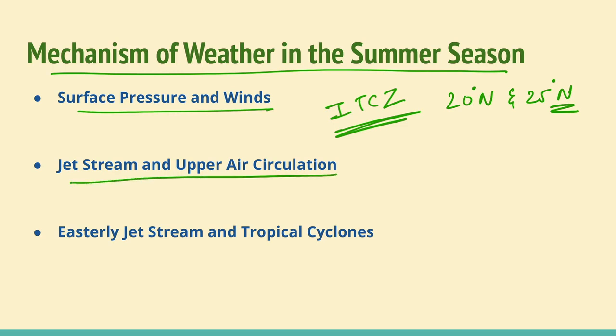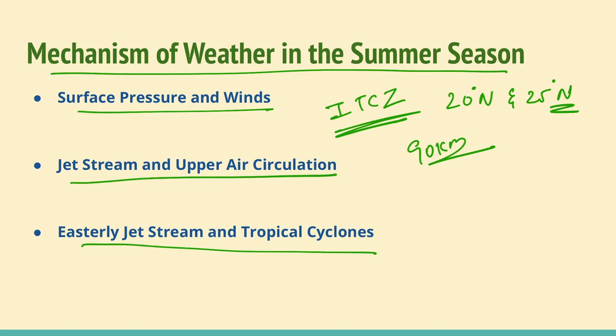Jet stream and upper air circulation. The pattern of pressure and winds, as mentioned above, is formed only at the level of the troposphere. An easterly jet stream flows over the southern parts of the peninsula in June and it has a maximum speed of 90 km per hour.